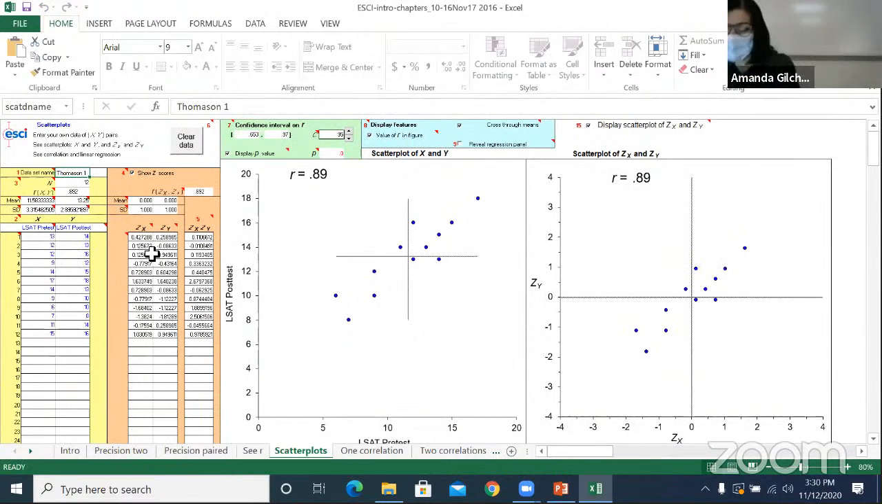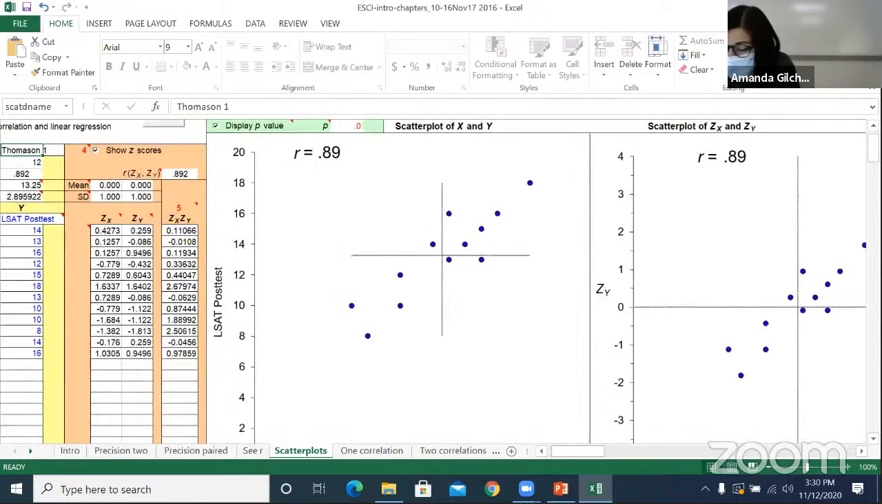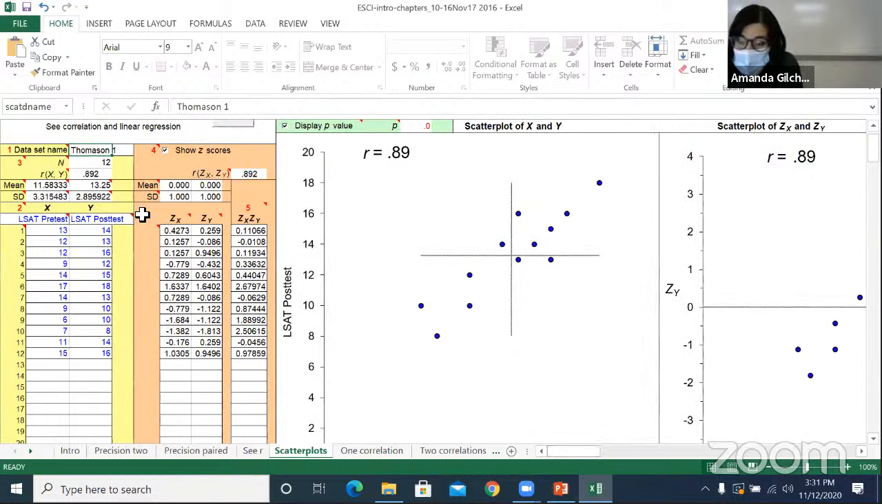Okay, so one of the things that you have to know is that you're going to need to get the mean and the standard deviation for X and for Y. So our mean for X is 11.58. Our mean of Y is 13.25. Our standard deviation for X is 3.315. Our standard deviation for Y is 2.895.